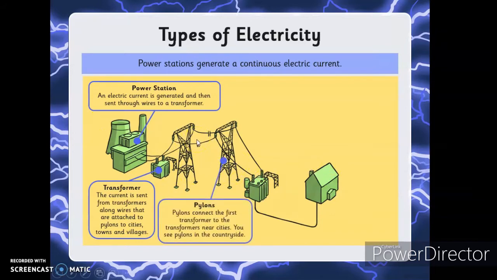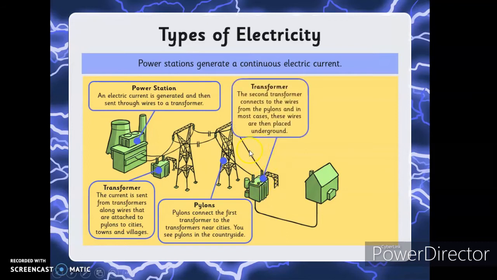Pylons connect the first transformer to a transformer that's nearer to a city. And you may have seen these boxes as you walk around. This second transformer connects the wires from the pylons, and then the cables tend to go underground. And the underground wires connect the transformer to buildings, including homes.